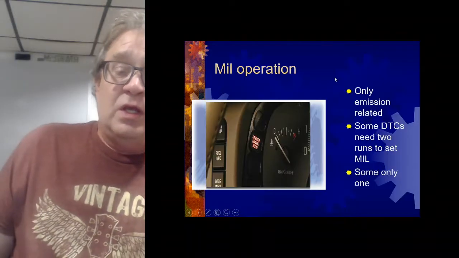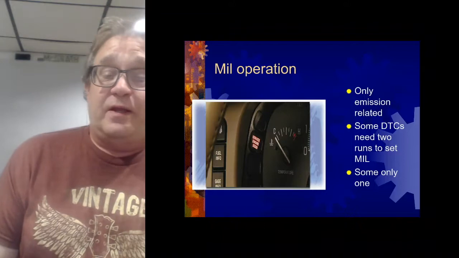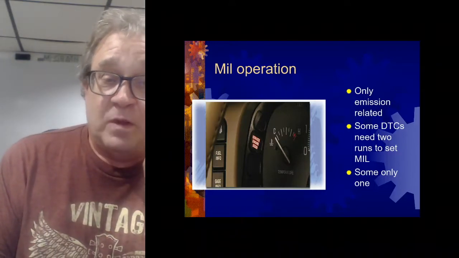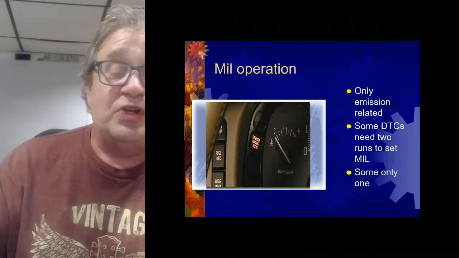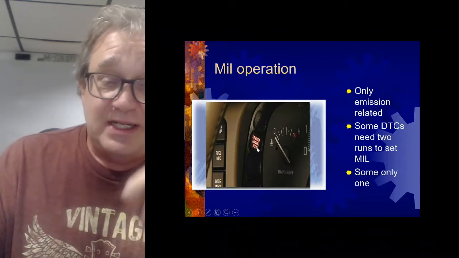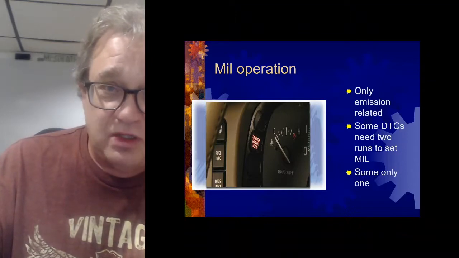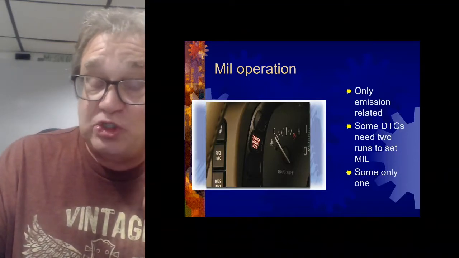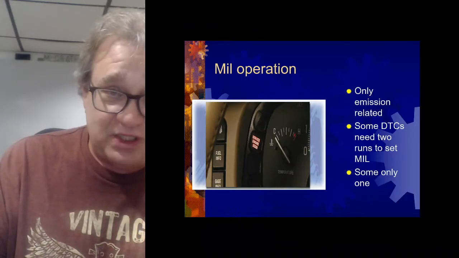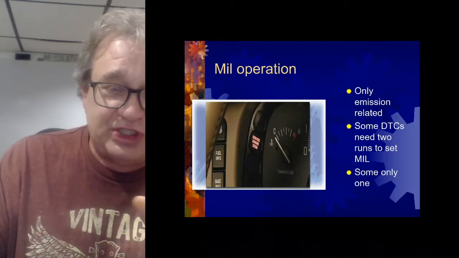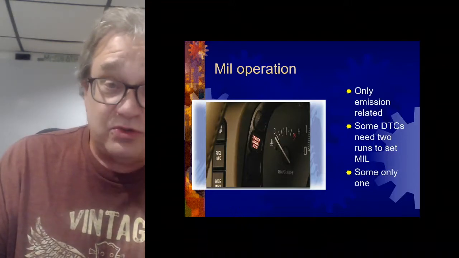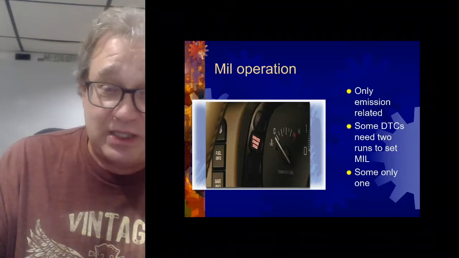Alright, so mill operation. DTCs light the mill. This light that I have on in this picture, this is a service engine soon light. This isn't the mill. The mill, the little engine thing, and by the way, that's a specific color that it has to be, that orangey kind of reddish color. That's a specific color that they have to be. That's mandated by the government.